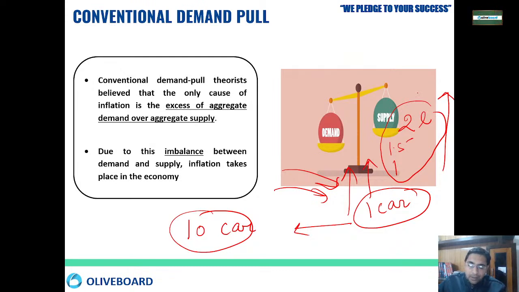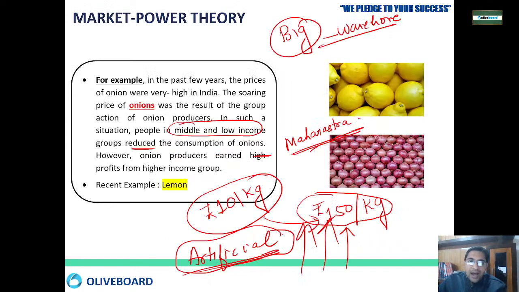So that is a demand and supply mismatch. The actual cost of the car was 1 lakh only, but because of the shortage of the cars, the price of that car has artificially increased. So it is an imbalance between the demand and the supply, and inflation takes place. Here artificial shortage is being created and inflation is there.